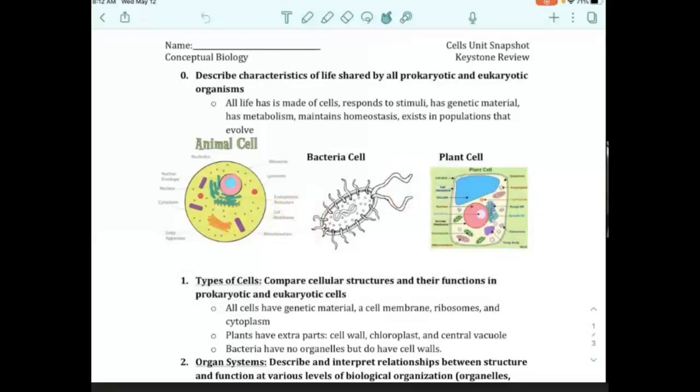And so I call this one anchor zero because I think of this one as kind of fundamental to the whole year, right? It's not specific just to cells. It's kind of generic to everything. It says, describe characteristics of life shared by all prokaryotic and eukaryotic organisms. And so there's a couple of things here that we should identify, okay?